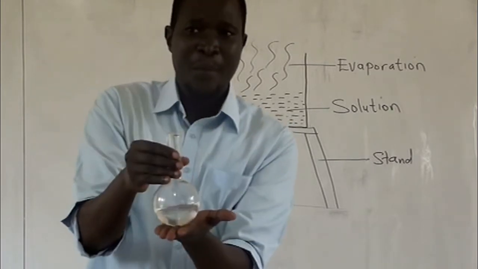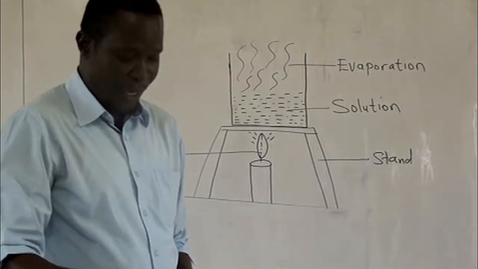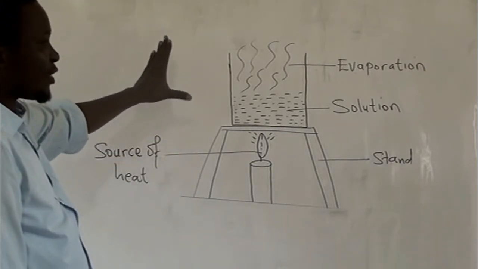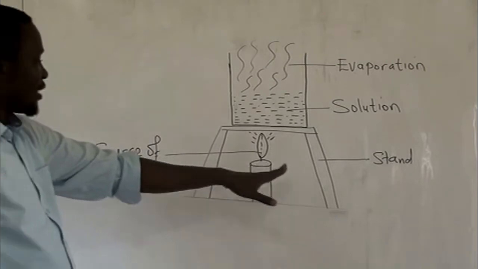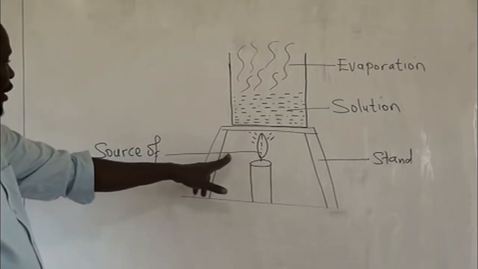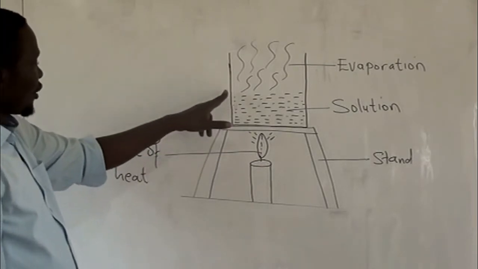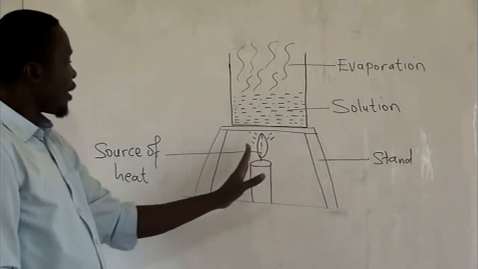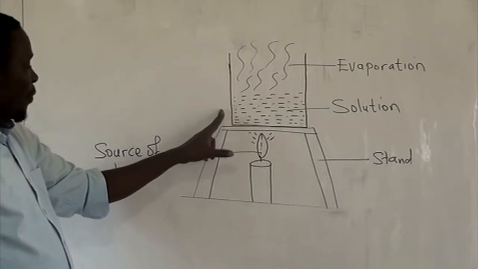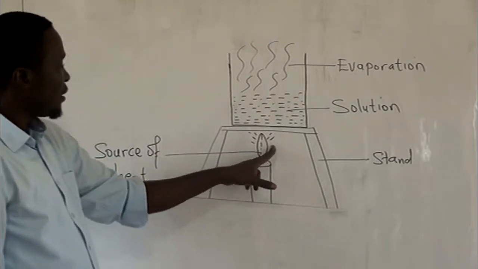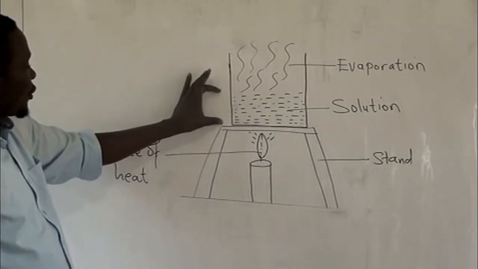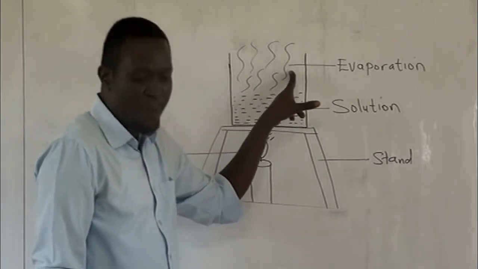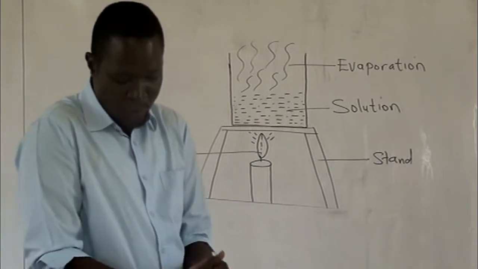We raise the temperature by heating, that is boiling. For example, as illustrated on the board, this is a stand. This is the source of heat. This is the boiling pan. This is the solution. We raise the temperature of the solution by heating. Then what will happen is that when the solution reaches boiling point, it will evaporate. The water changes into vapor.